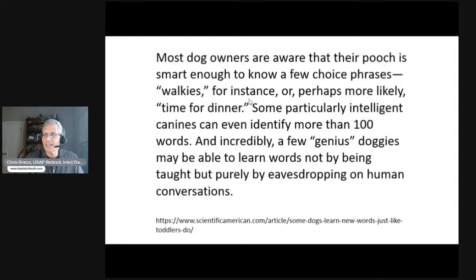Some particularly intelligent canines can identify more than 100 words. Doubtful, but okay. And incredibly, a few genius doggies may be able to learn words not by being taught, but purely by eavesdropping on human conversations. Again, this is like, some dogs learn new words just like toddlers do. Yeah, fine. I think it's colors, but okay.